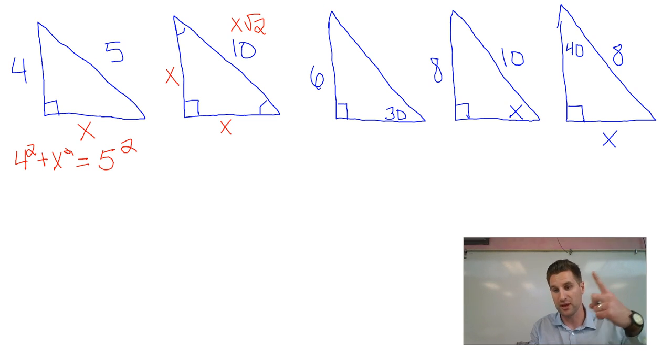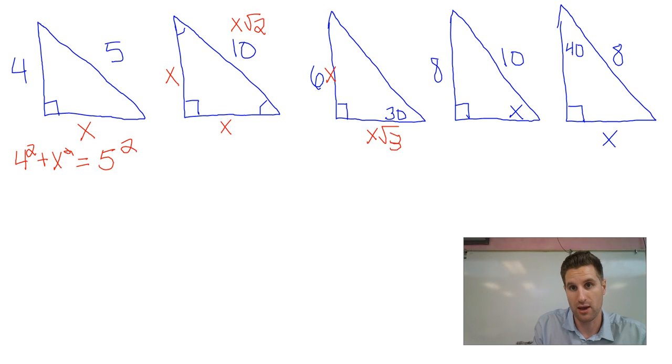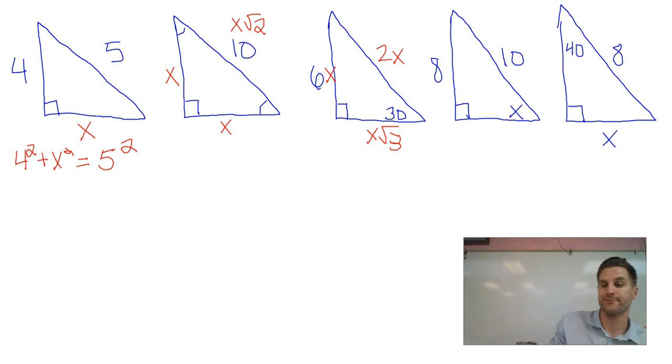Over here, again, we only have one side, so we can't use Pythagorean theorem, but we see a 30, so that means this is a 30, 60, 90 rule. So we're going to have x rad 3, and 2x. Okay? And then over here, we're finding an angle measure.